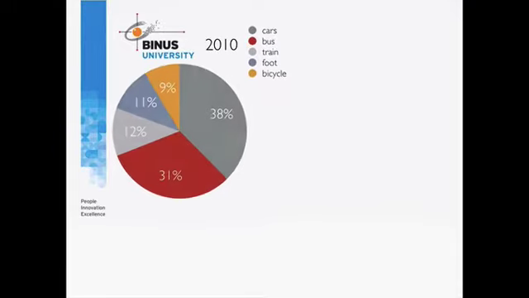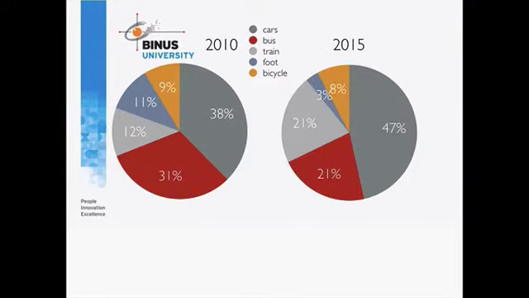Let's look at a third example now, and we have pie charts in this one. So in this pie chart, you've got 2 pie charts, 2010, 2015, and you've got different types of transportation that people used: cars, bus, train, foot, and by bicycle.